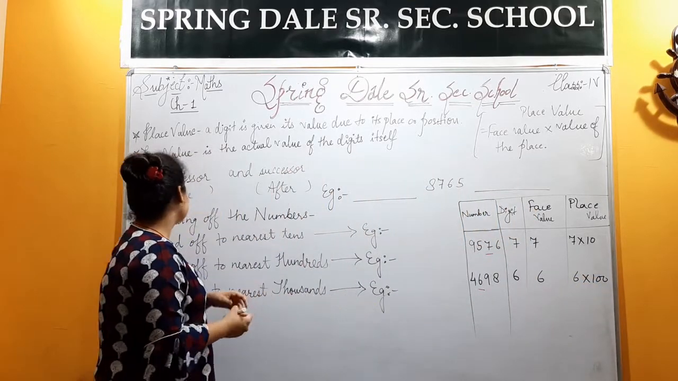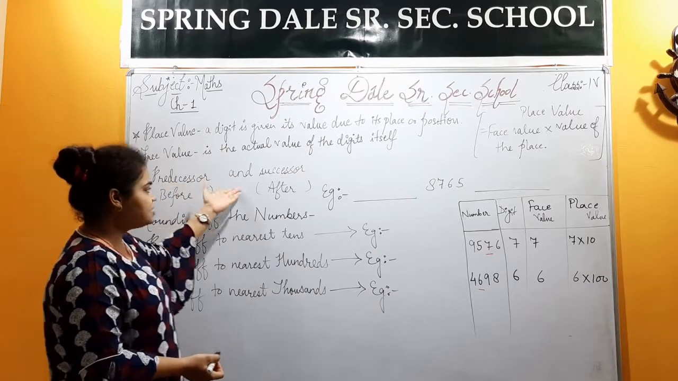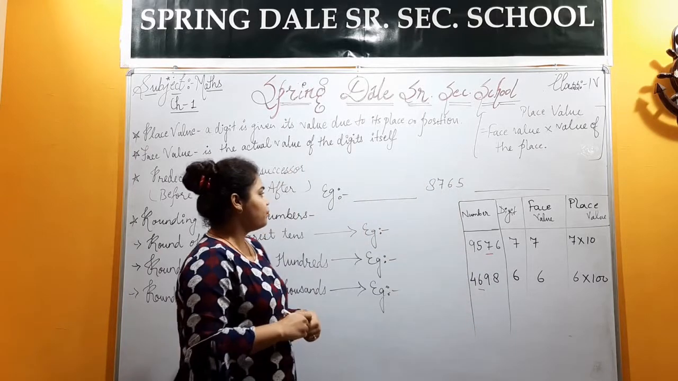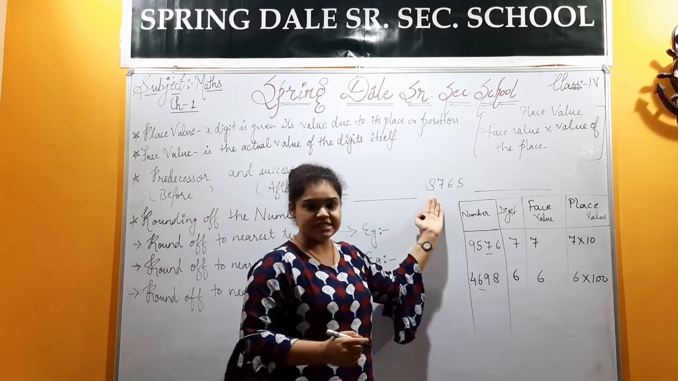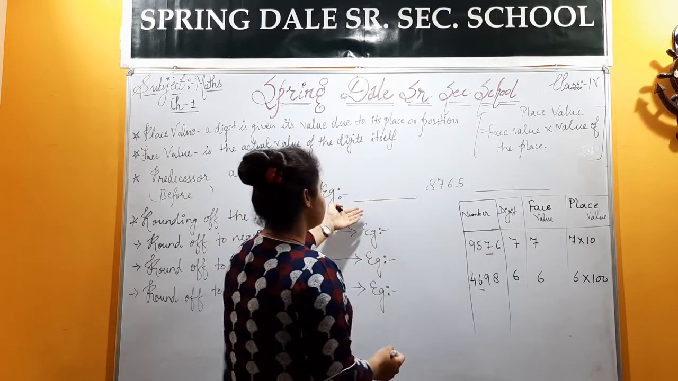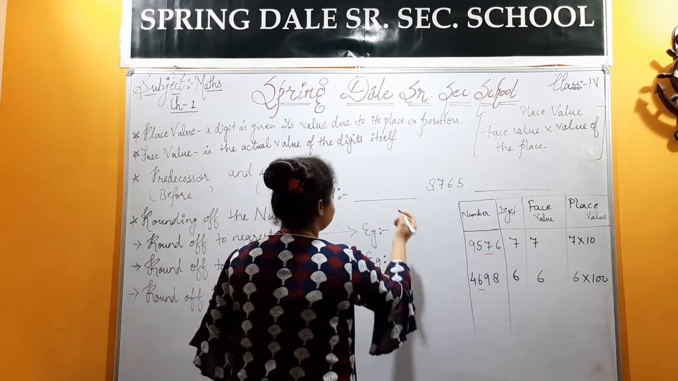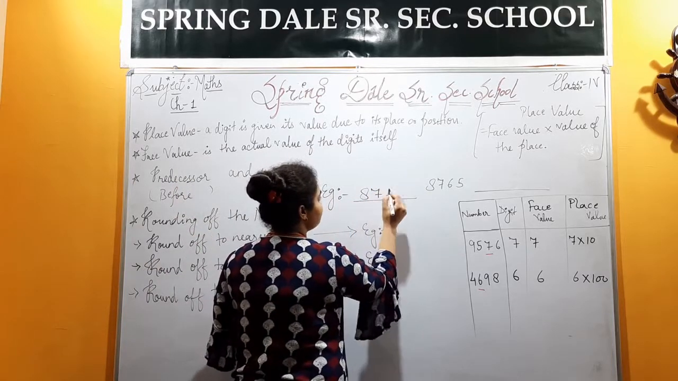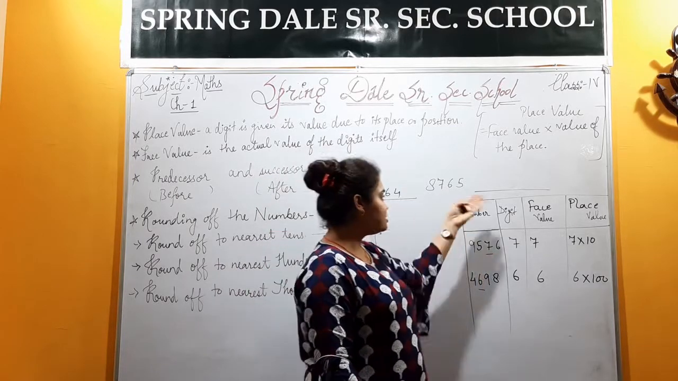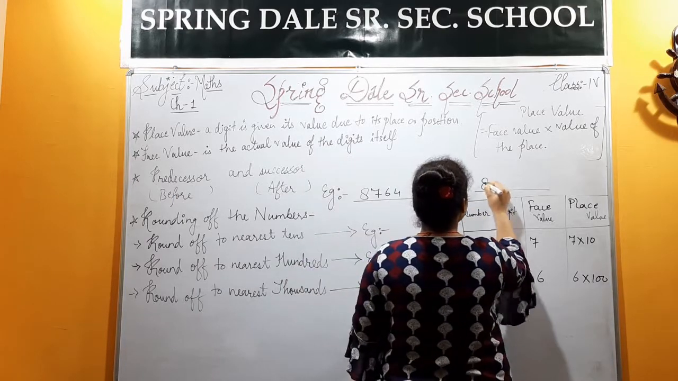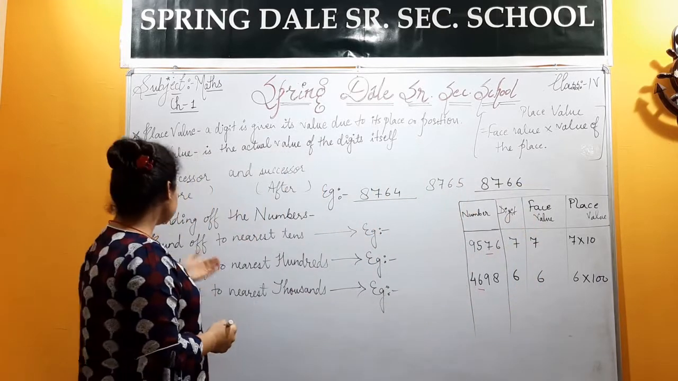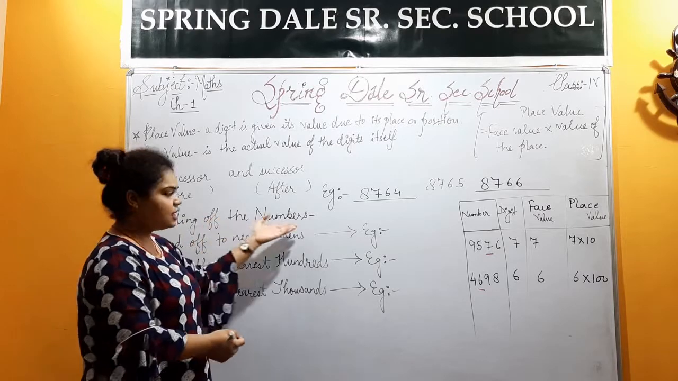Next topic we have predecessors and successors, which we call before and after. So, here we have a number 8765. Now, what will come before this? 8764. This is called the predecessor. And what will come after this number? That is called the successor. That is 8766.